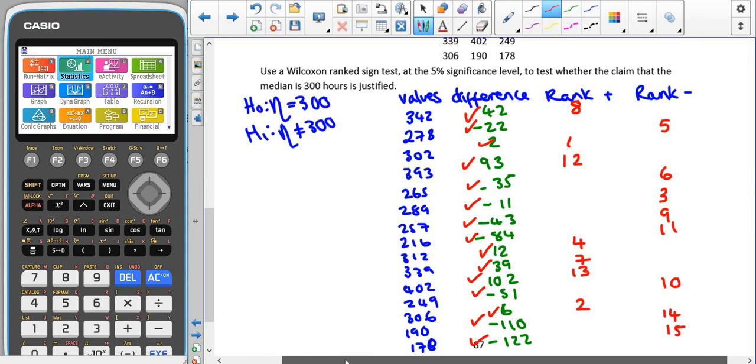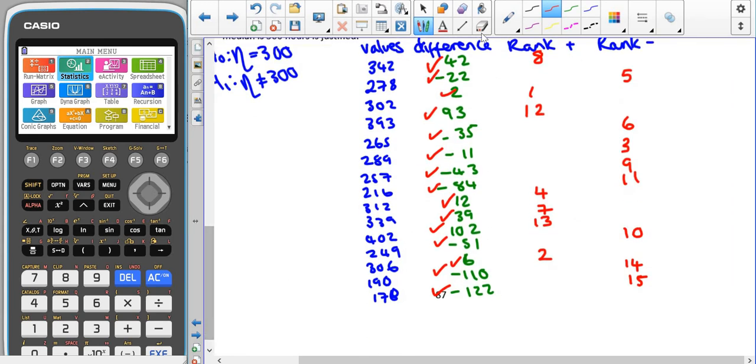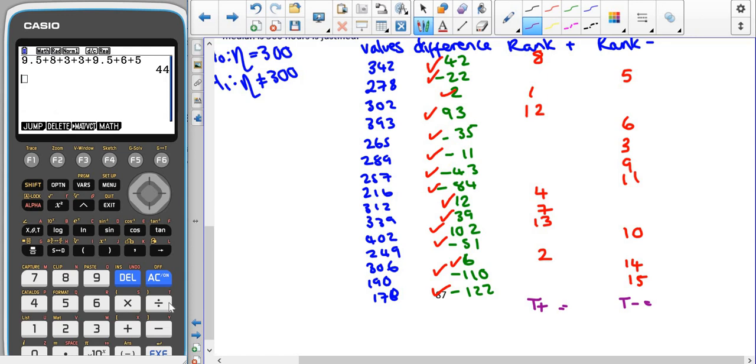So in the same way as we did with the one-tail hypothesis testing, we're now going to total our rank pluses and total our rank minuses. So in the normal calculator bit, I'm going to add these up. So we have 8 plus 1 plus 12 plus 4 plus 7 plus 13 plus 2. That gives me 47.